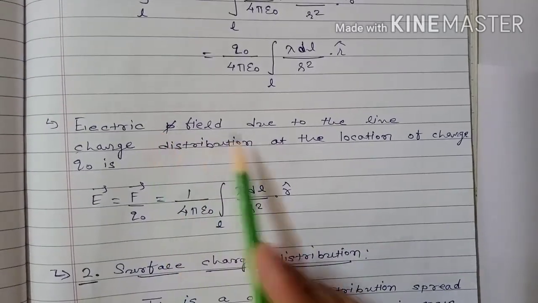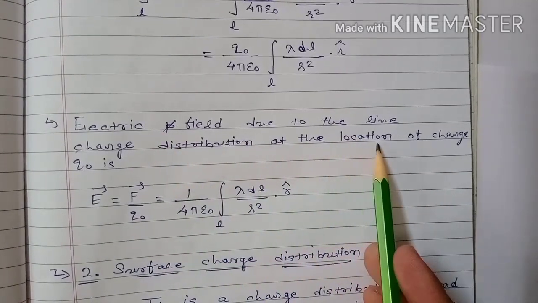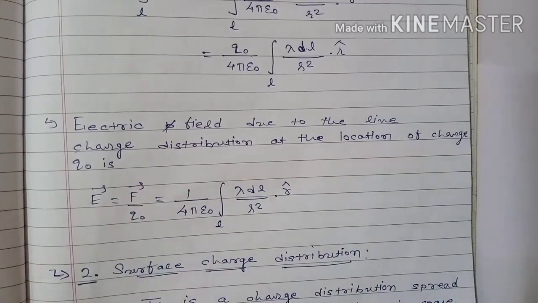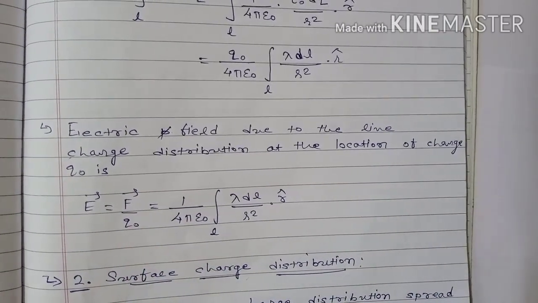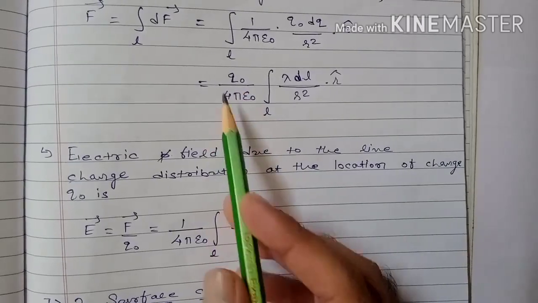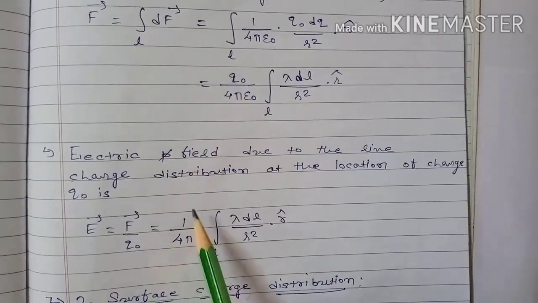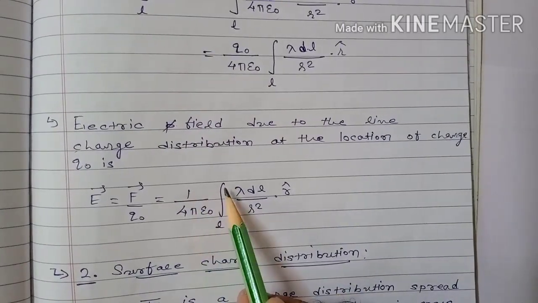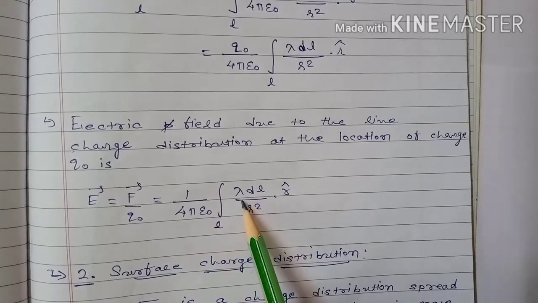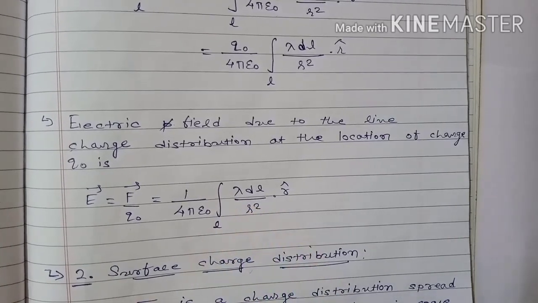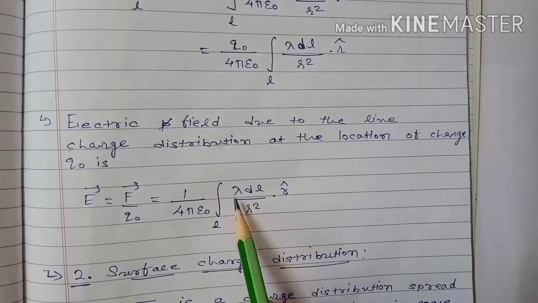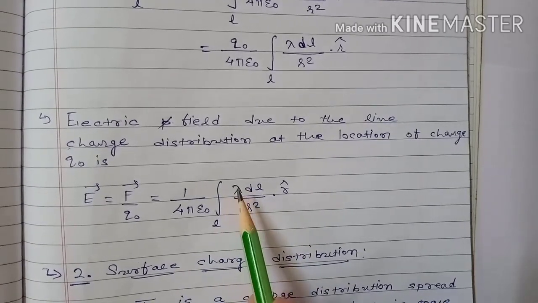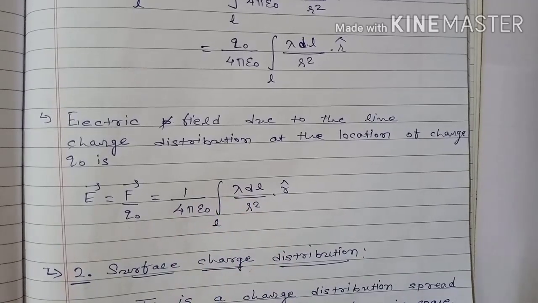If we have to find the electric field due to the line charge distribution at the location of the test charge, then the electric field is equal to force upon test charge. We already found the force. Divide this force by the test charge q naught, and you will get 1 upon 4 pi epsilon naught, integration over the entire length, of lambda dl upon r square into r cap. If the charge distribution is uniform, then the value of lambda will be constant. If lambda is constant, you can take it out.